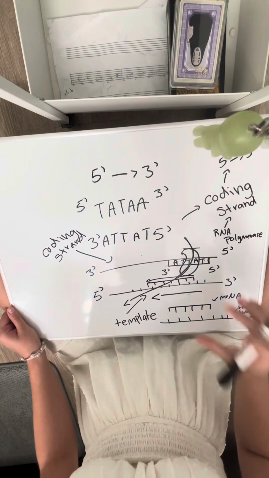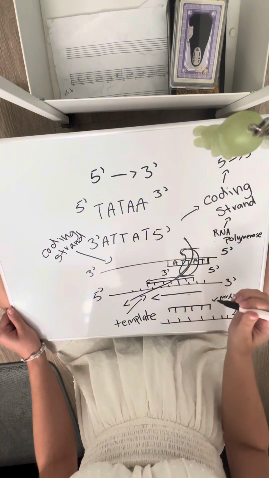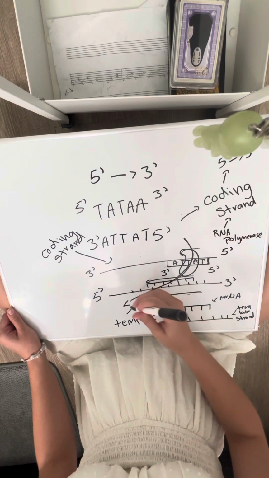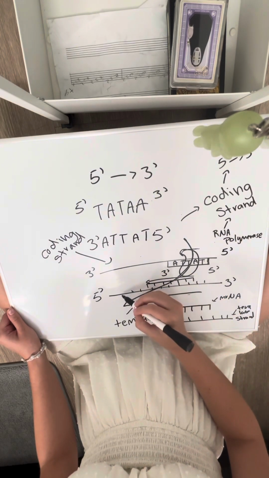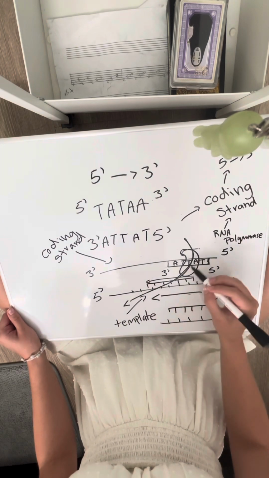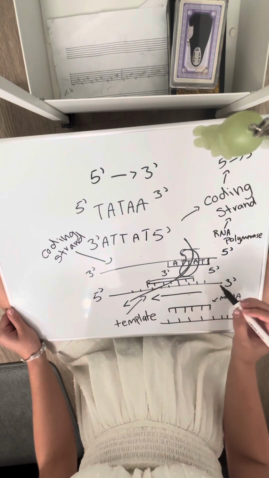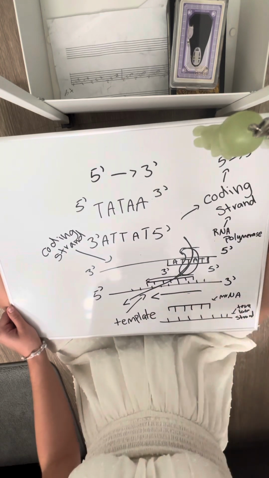Now, if you understand these key components, you can figure it out for other scenarios in which the TATA box could appear over here, or over here, on a 5-way or a 3-way. That's all. Hope this helped.